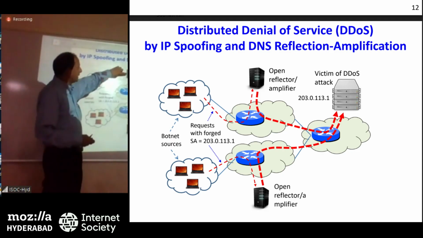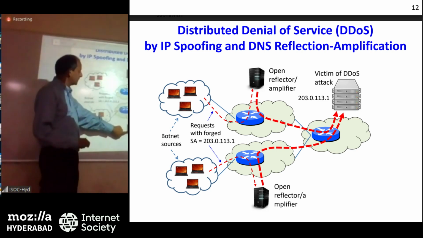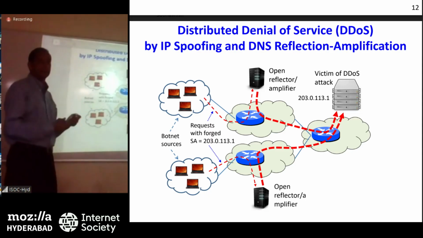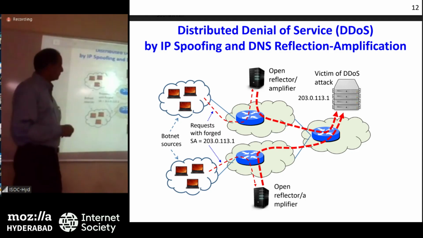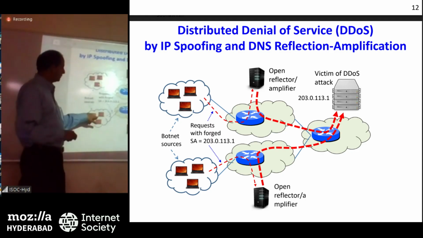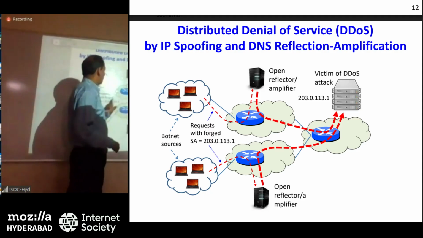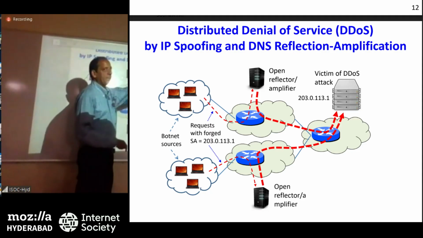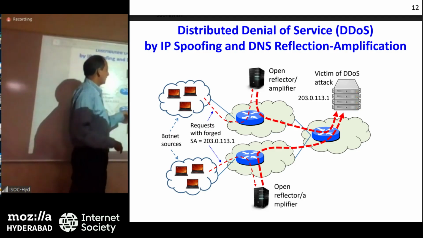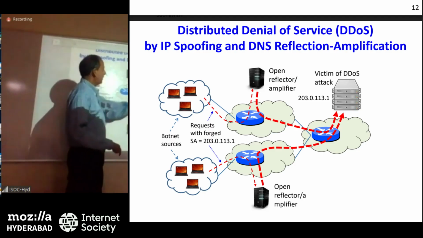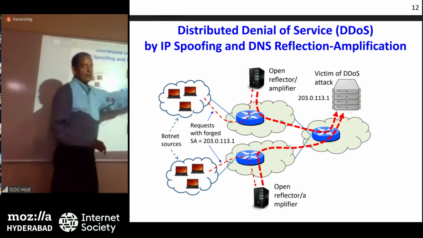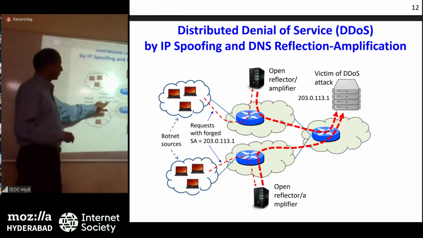So what's happening here is that the DNS requests go to these open reflectors, and these open reflectors then reply to the DNS query. That reply doesn't go to the botnets, because the botnets are using a spoofed IP address which belongs to a victim. This IP address belongs to a server which is being victimized. So all these responses from the DNS servers will be directed to this victim because of the spoofed source address.